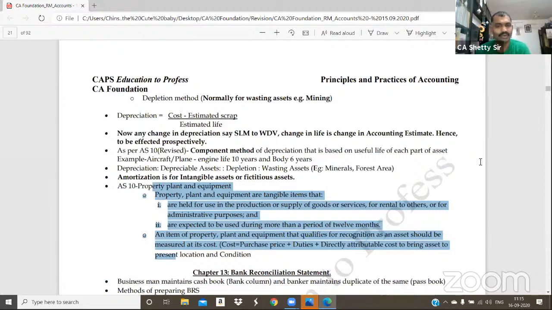Another question, if you find out with the SLM to WDV, don't read old questions. Now, how to prepare a depreciation account with a very simple one? You can just glance through this. Someone reads, and I'll comment.